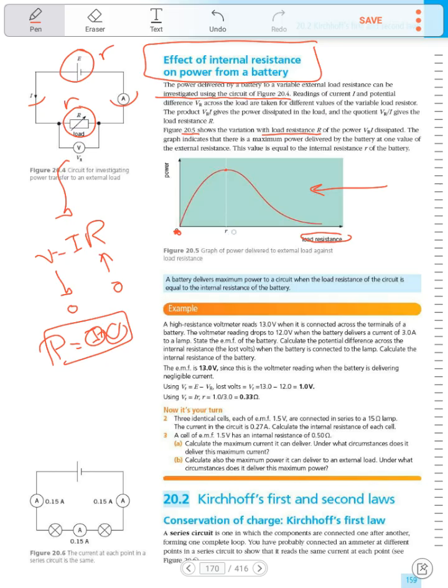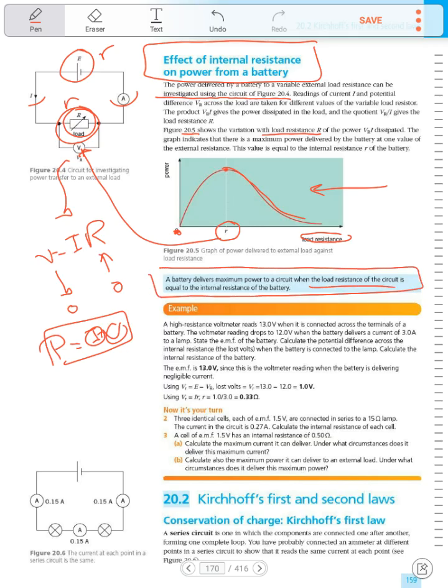Okay, when the internal resistance has the same value as the load resistance, we have the maximum power, and as resistance increases, the power decreases. So a battery delivers maximum power to a circuit when the load resistance of the circuit is equal to the internal resistance of the battery.